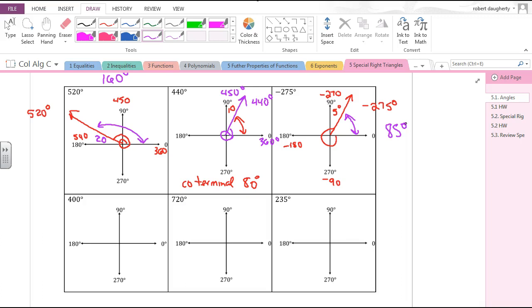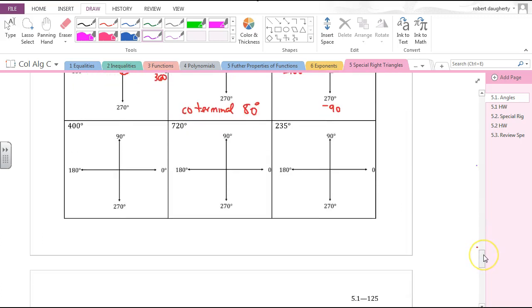So 400 degrees. So 360 is one revolution. How much further do I have to go? Yeah, so I come around here and I just go 40 degrees further. So that is 400 degrees. So what angle is coterminal with 400? Like what is this angle from here to here? That's what? 40. So 40 degrees.